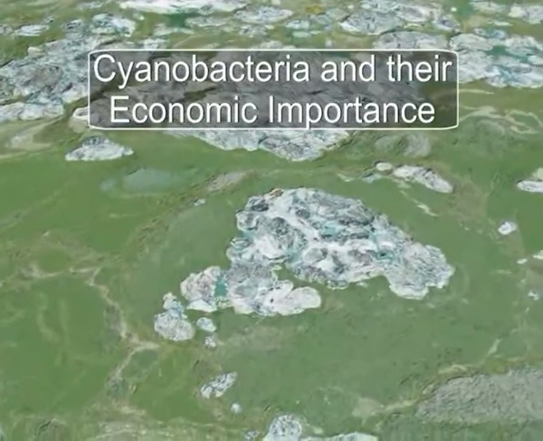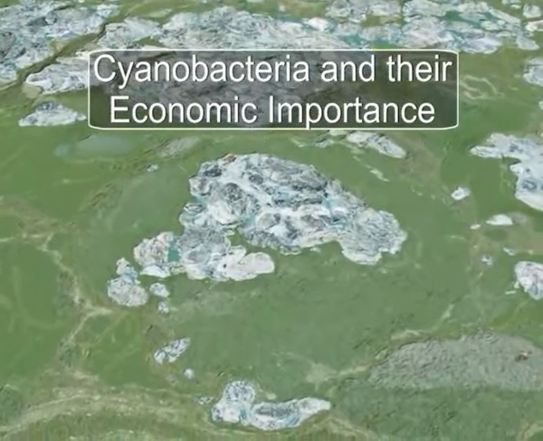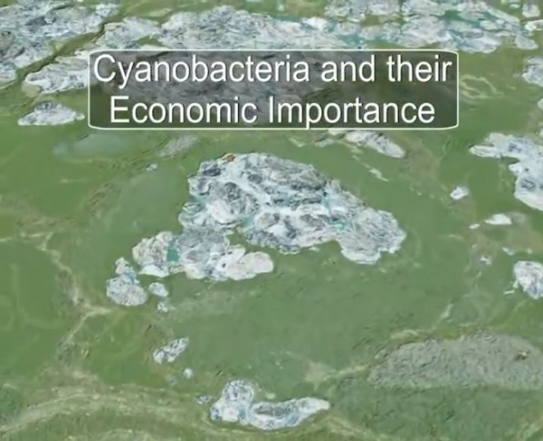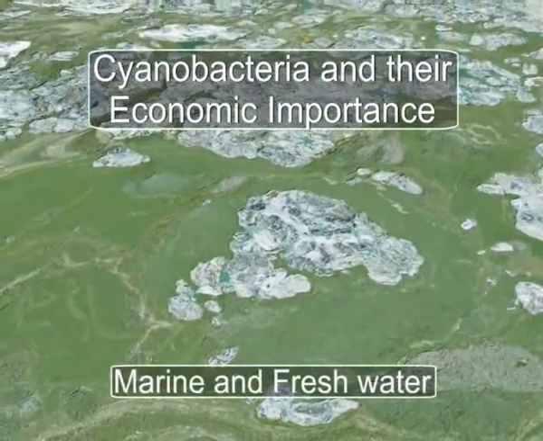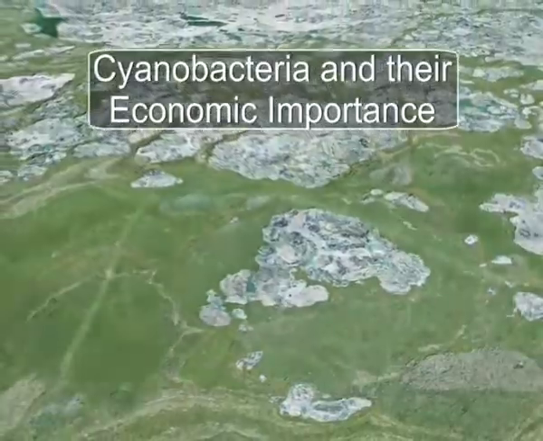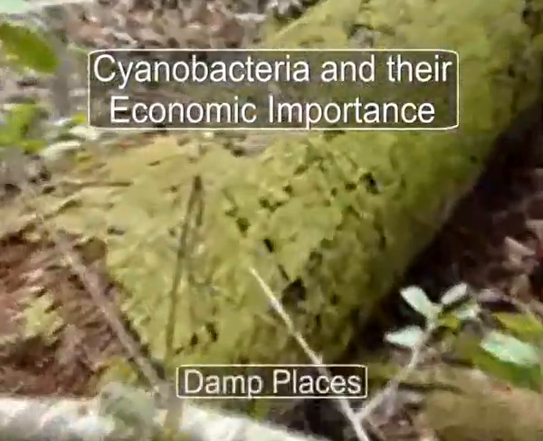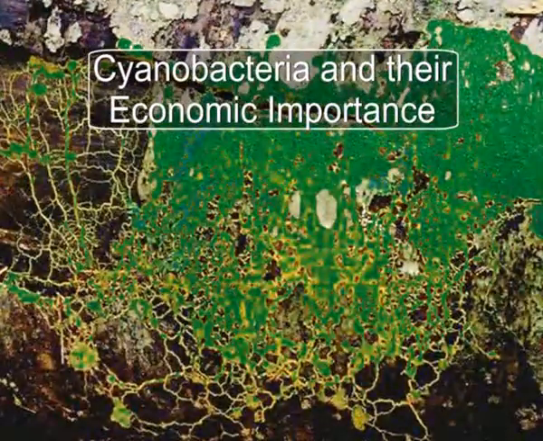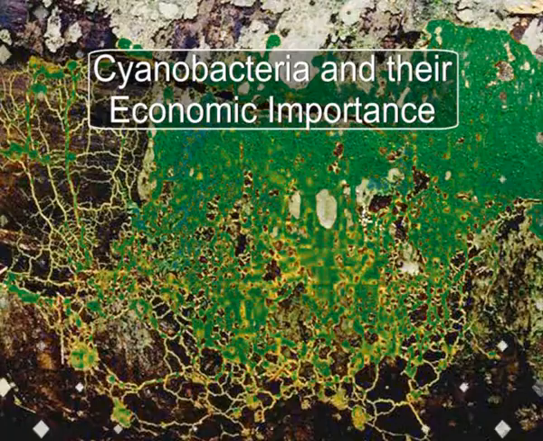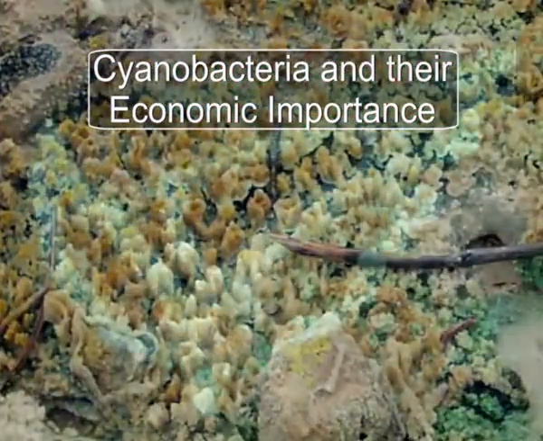Cyanobacteria and their economic importance. Cyanobacteria are aquatic and photosynthetic, that is, they live in marine and fresh water. They are also found in moist soil, damp places, and on tree bark, as shown here in the visual. They are also found in hot water springs.